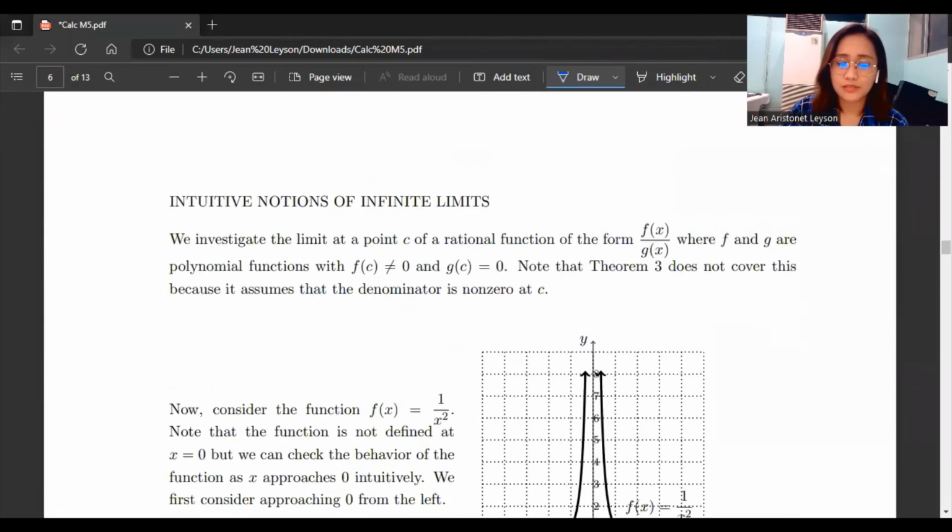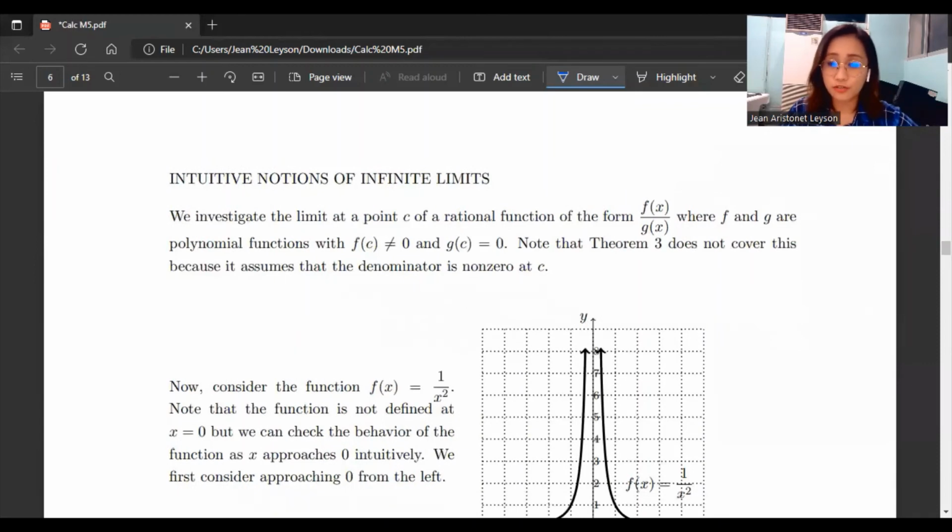So next we have intuitive notions of infinite limits. This concept we can apply in the event that the denominator of rational functions will be equal to 0. So we investigate the limit at a point c of a rational function of the form f of x over g of x, where f and g are polynomial functions with f of c not equal to 0.